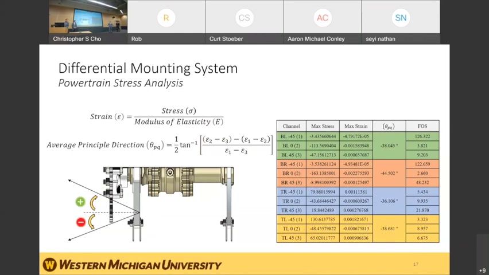equation. As you can see, the average principal direction has notation, meaning, looking at this picture here, you can see the notation used for a rosette strain gauge.